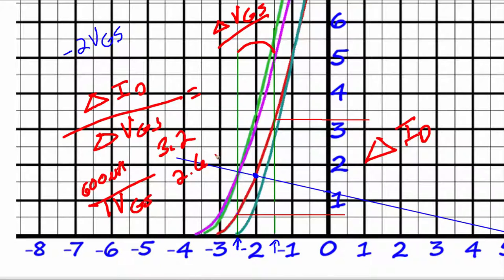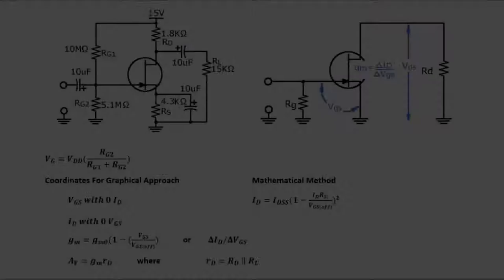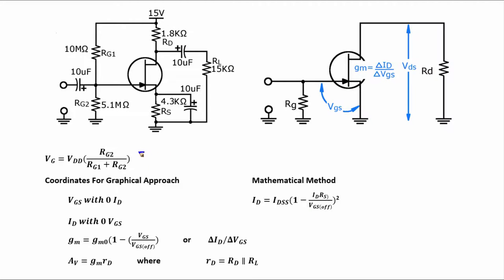If we plug these in, we're looking at a variation of about 2.6 milliamps divided by 1 volt. So our transconductance is going to be 2,600 microsiemens or thereabout. So we have 5.07 volts gate to source once again. And VGS with zero ID is just going to be whatever the value of VGS is. No current.